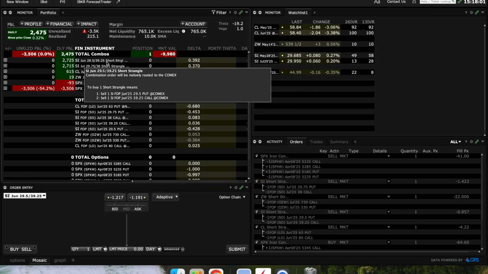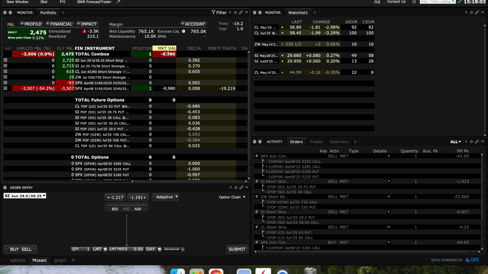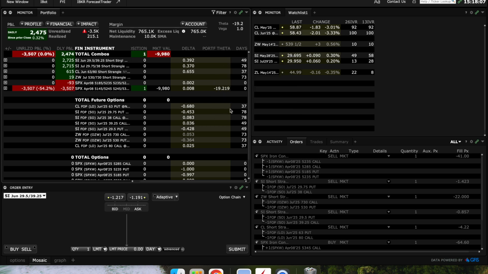So it's really, really simple. The position, how much it is worth today, the delta, the portfolio theta of the position, and how many days are left until the position is going to expire.